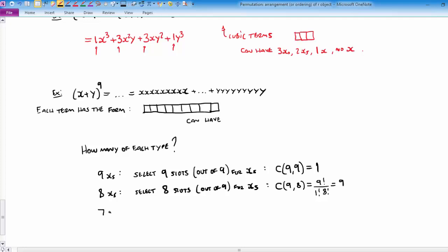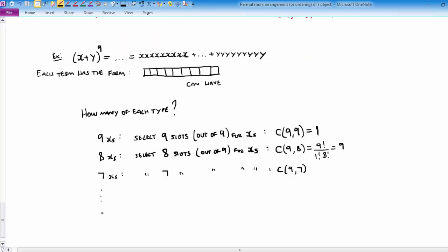And let's do one more here. There will be terms with 7 x's. That will be selecting 7 slots out of 9 for your x's. That would be C(9,7). And this goes all the way down to 1 x and no x. You will select 1 slot out of 9 for your x, and that's out of 9 we select 1 slot.